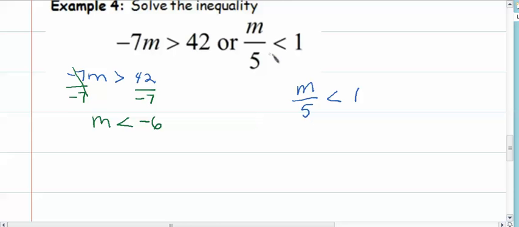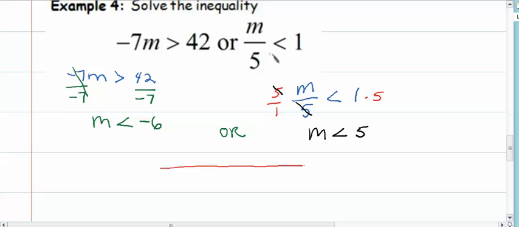Okay, on the other side, we don't like fractions, so we're going to multiply both sides by 5 over 1. And just this side by 5. We don't have to put it over 1. That over 1 will remind us we need to cross cancel. We have m is greater than 5. Okay, and again at the end we're going to put an or in between. Let's go ahead and do our graph of the number line.